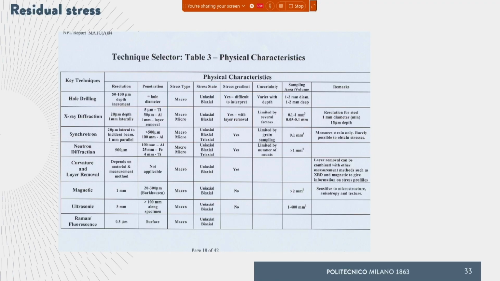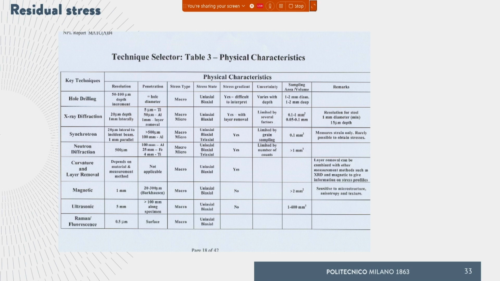Then physical characteristics. Okay, and here you see some remarks, the resolution, the stress type that we can measure. And this is important, this is interesting. The stress type: by means of hole drilling, we are measuring macro residual stress. With XR, we can measure the macro and micro residual stress.